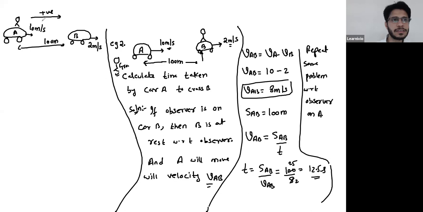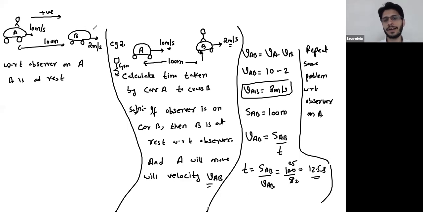So now, when I consider this direction as positive, when I put the observer on car A, with respect to this observer, is A at rest or in motion? Rest. A is at rest. So which one is moving? B. In which direction? To the right hand side or to the left hand side? Right hand side. If B moves in right hand side, can it cross A?